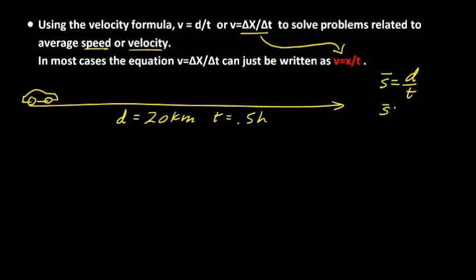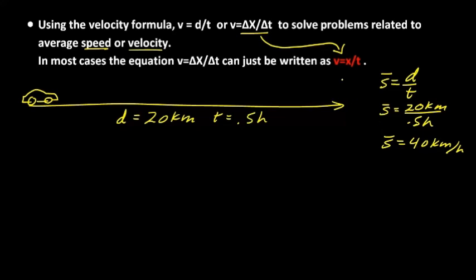And so the second step is to plug in the numbers and the units from this problem. So the numbers here, 20 kilometers, goes to replace that D. And then underneath that is the time, 0.5 hours. So the average speed, when we work this out, works out to 40 kilometers per hour. And that's the average speed of the car.